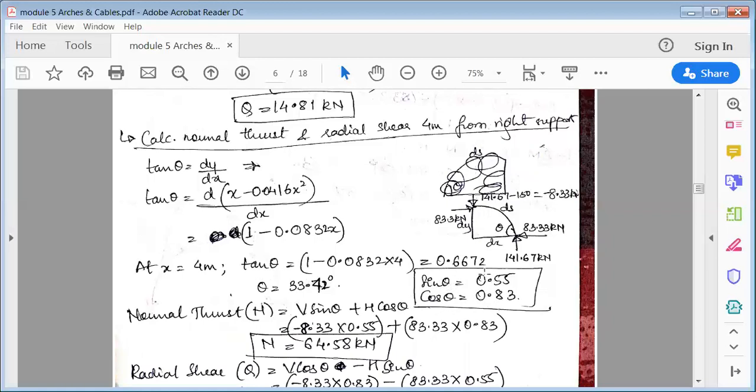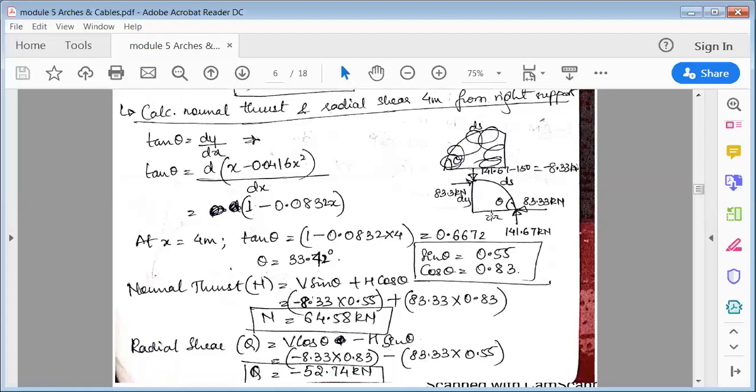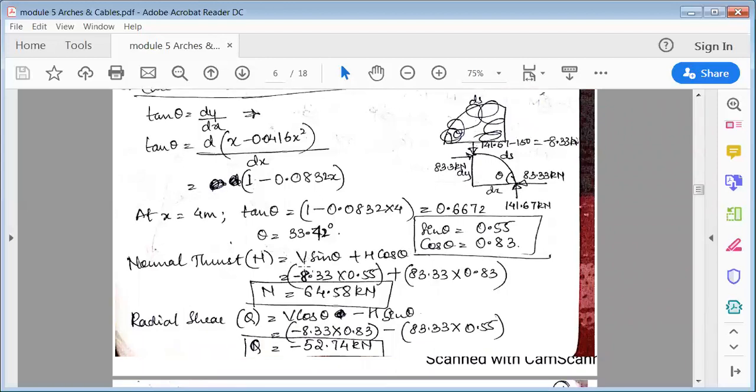Now what you have to do here is, in the diagram on the right side, this is 141. Here VB was 141, the same thing would be here, 141 vertical, because from 0 to 4 meter, that is from the right to 4 meter, there are no loads acting. Of course there is a load acting at the 4th meter, but from 0 to 4 there are no loads. So vertical force should be balanced by this vertical force, horizontal force should be balanced by this horizontal force. Once you draw this diagram, again same thing, tan theta is dy by dx. Now again solve this.